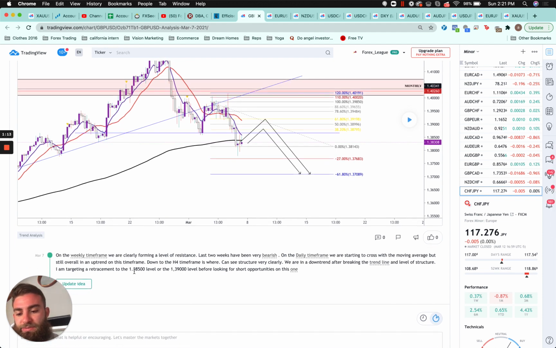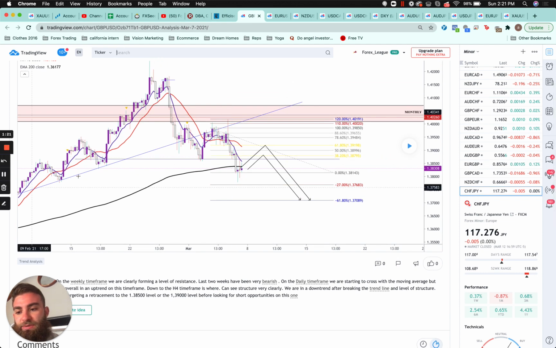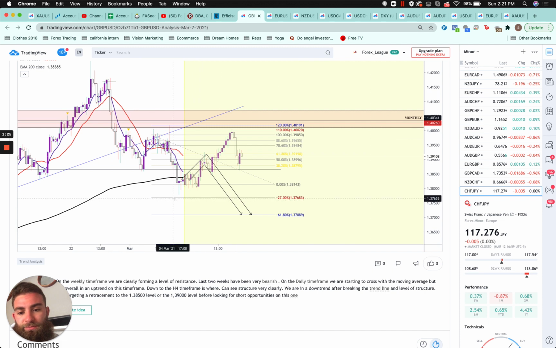I'm targeting retracement of the 138,500 level or the 13900 level before looking for short opportunities on this one. So as you can see here, broke the trend line, broke the support level. We can go ahead and play this forward. So price actually came back to our 50% level, did reject, but then as we can see, did end up going pretty bullish on this one.